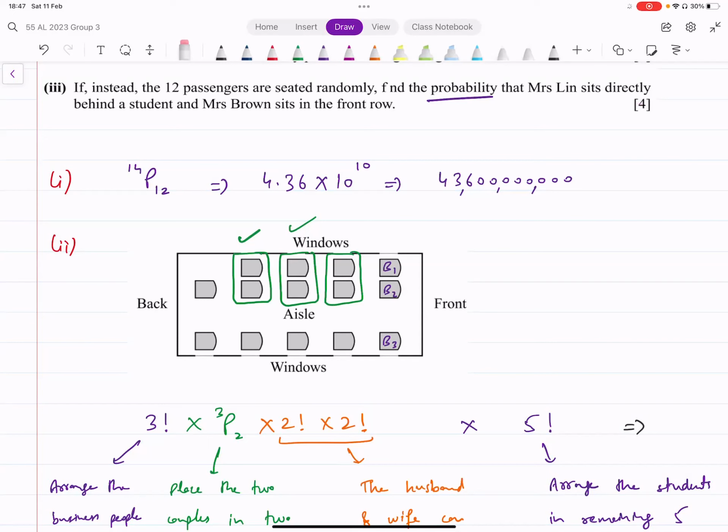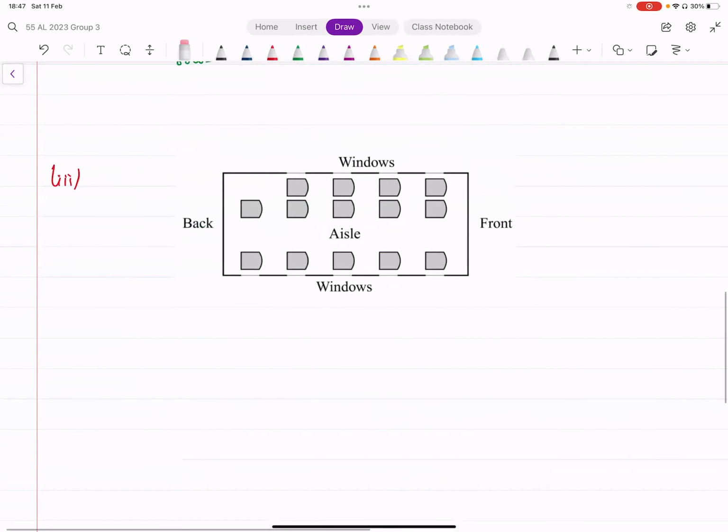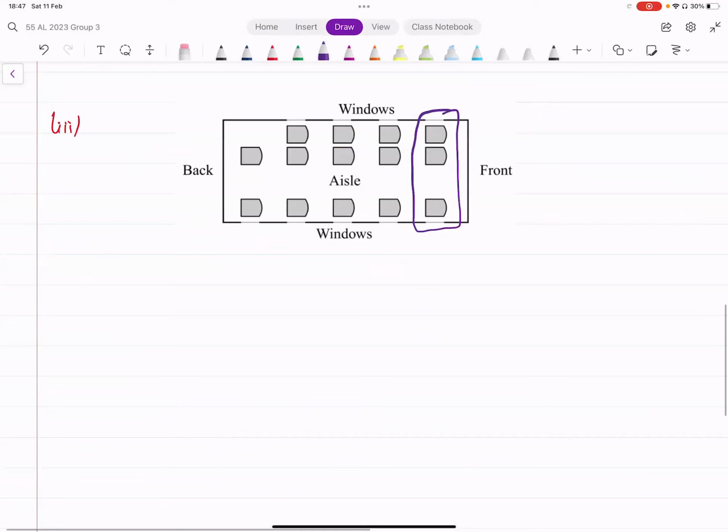Now, what's the condition? Mrs. Lin sits directly behind a student. Mrs. Brown sits in the front row. So Mrs. Brown front row mein, that's easier to handle first of all. So Mrs. Brown could come in one of these three places. तीनों में से कहीं एक जगह पे आ सकते हैं, right? So there are three options, three ways of placing Mrs. Brown. So you have three for that. You could say 3P1, 3C1, कुछ भी कर सकते हैं. All of them turn out to be 3. So Mrs. Brown has 3 options first of all.